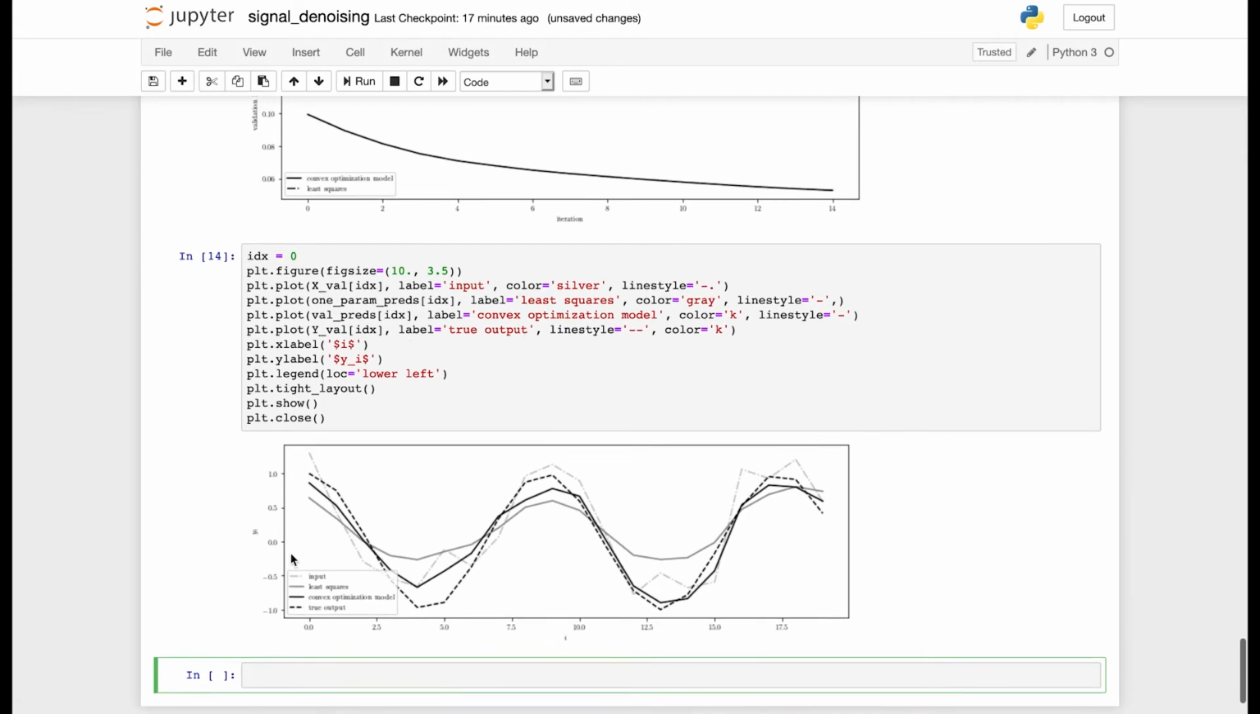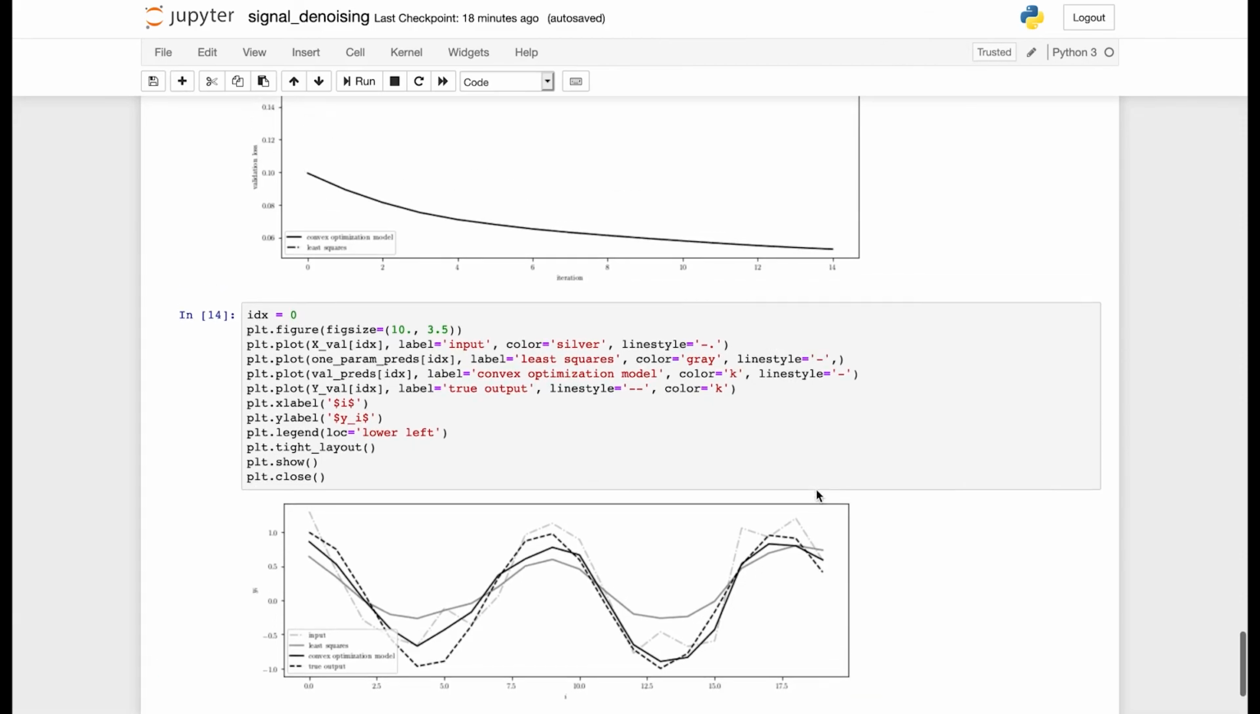And then finally, we'll look at an example of the kinds of predictions that the convex optimization model generates. So in this figure, this light gray or silver dot dashed line is the noise corrupted input that we were given. The solid gray line is the prediction that least squares gave, whereas the dashed black line is the true output that we're attempting to recover. And then the solid black line is the convex optimization model's prediction. So the x-axis, I should say, is each component of the vector or of the signal. And the y-axis is the value of each component. So you can see that the solid black line is much closer, and it tracks the true signal much better than the least squares model.